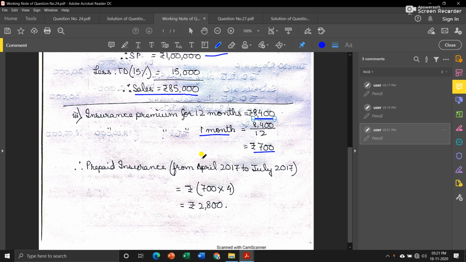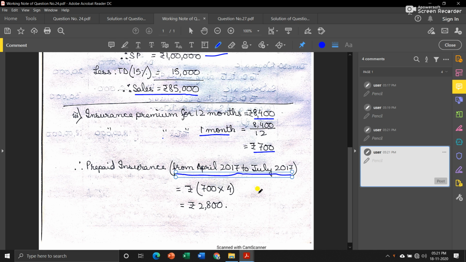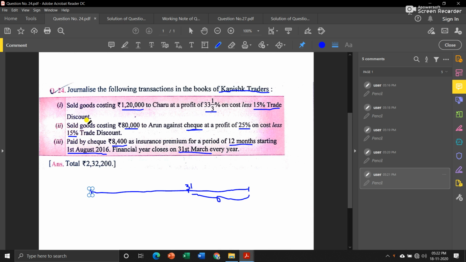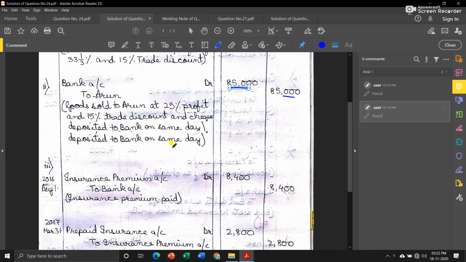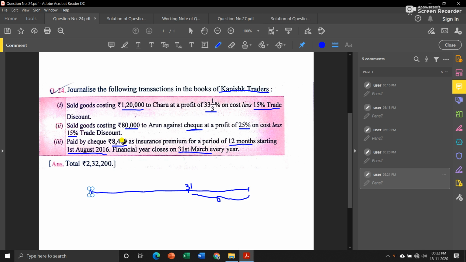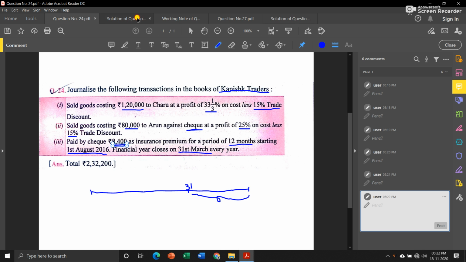Okay, so our prepaid insurance will be from April 2017 to July 2017, that is for 4 months. So for 4 months the insurance premium amount will be rupees 2800. So that means we have paid this 2800 of insurance premium in advance. Now for this transaction number 3, we have to pass 2 journal entries. The first entry will be on August 1st, because on August 1st we paid an insurance premium of rupees 8400.